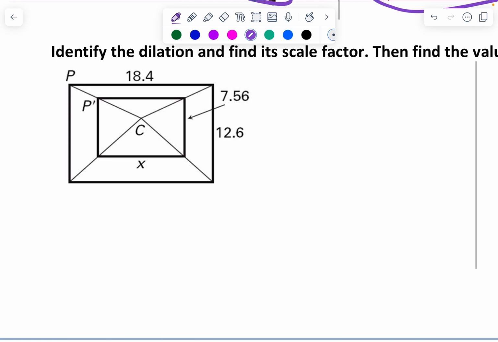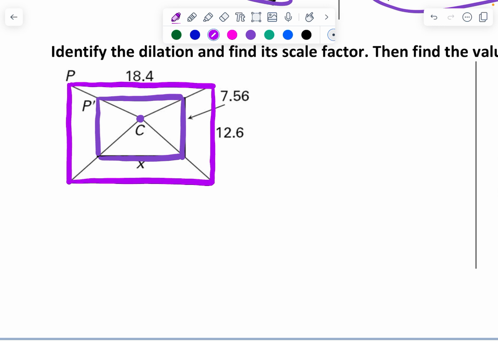And we're going to do this a lot in this unit. And so I know this is a little hard to see. Let me point this out. C is the center of dilation. Here is your first figure, this rectangle looking one. And here is another figure. Okay, these are the two rectangles. It's just a little bit hard to see because they're kind of on top of each other.